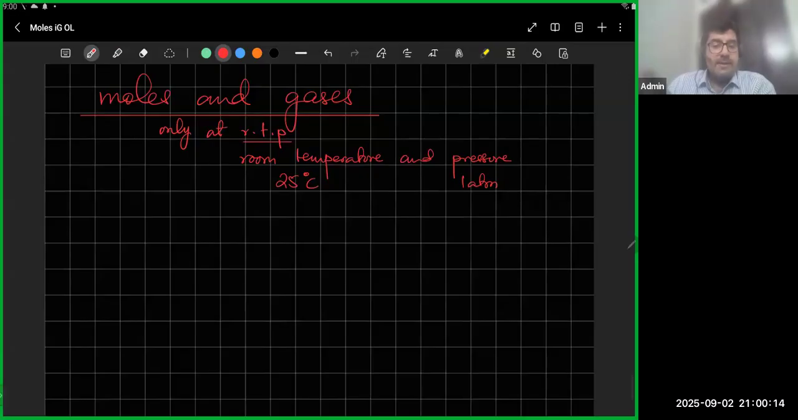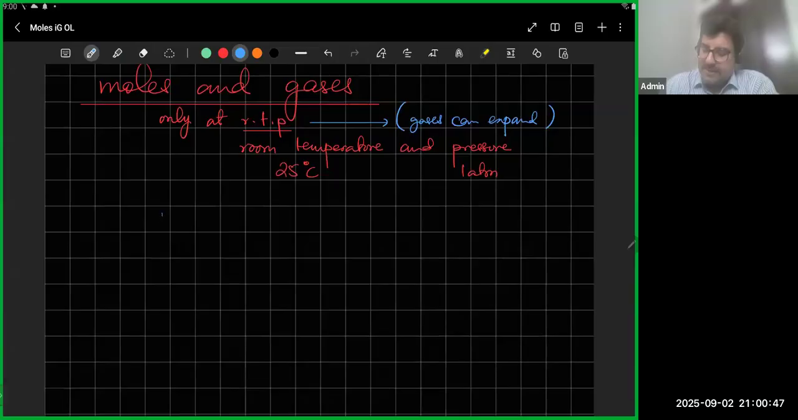अच्छा, room temperature and pressure, that's 25 degrees centigrade and 1 atmosphere pressure. अच्छा, what does that mean? Remember this, what we're going to talk about is only at RTP, because gases, ठीक है, gases can expand or compress. So the volume of a gas can change with temperature and with pressure as well.